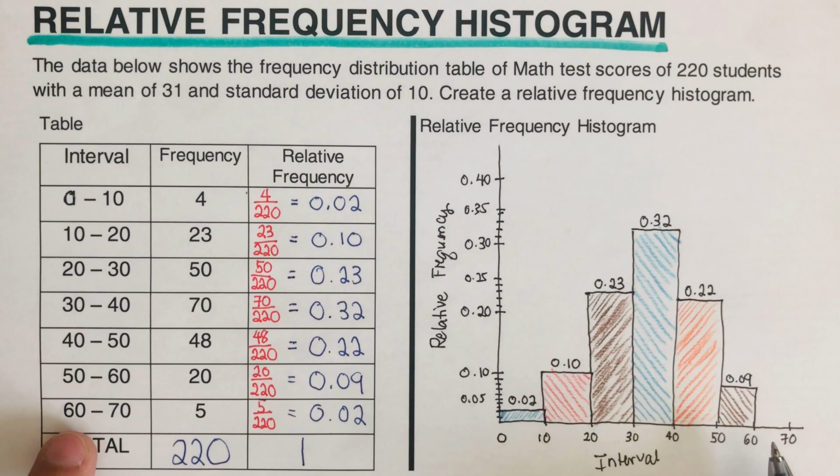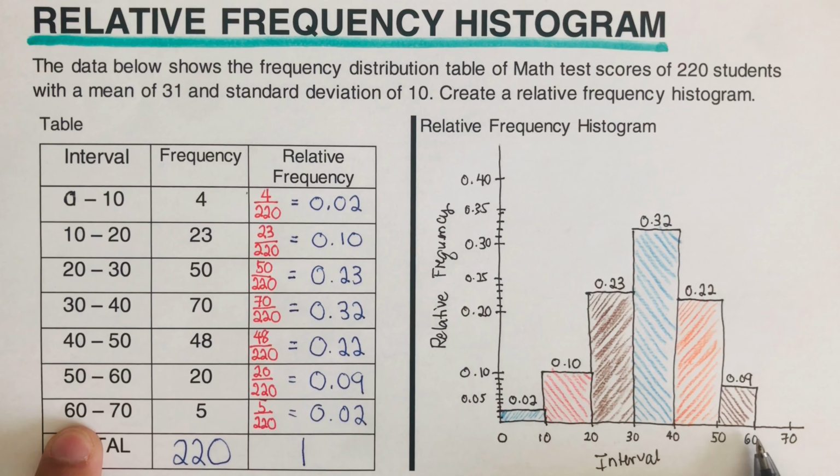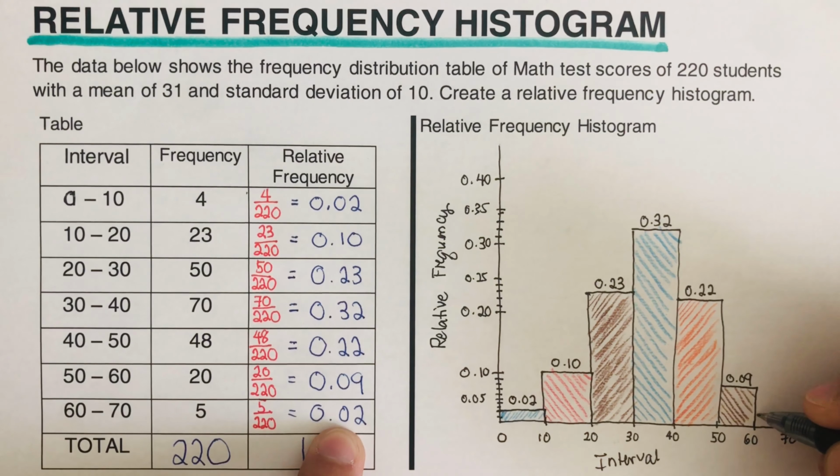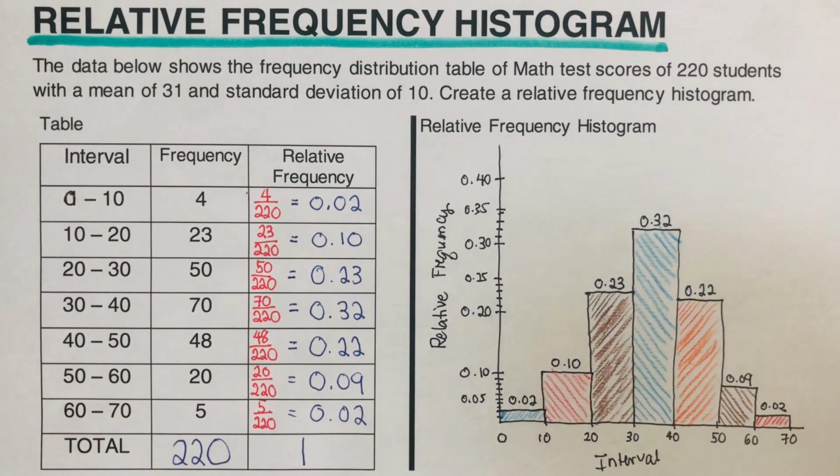Okay, the last one here is from interval 60 to 70, that would be 0.02. So it's going to be the same thing as this. So I'm just going to put that up here. Okay, so this is our relative frequency histogram.